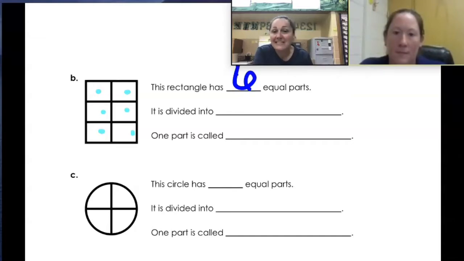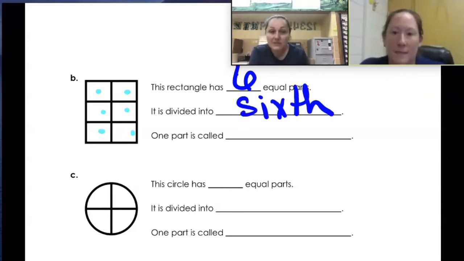It is divided into, now remember when we say fractions, it's like we're going into a grade. I don't go into 3 grade, I go into 3rd grade. I need the ending there. So if I say 6, I don't say we're going into 6 grade, we are going into 6th grade. It's divided into 6th. So one part is called, which would be my unit fraction, is called 1/6. So each one of these pieces is worth 1/6.